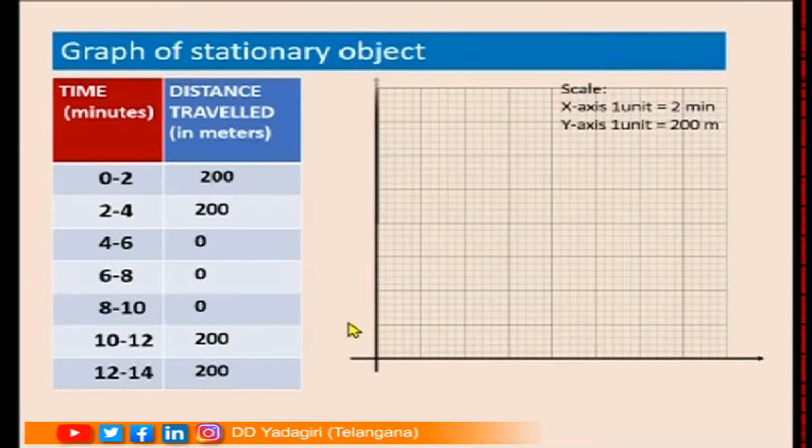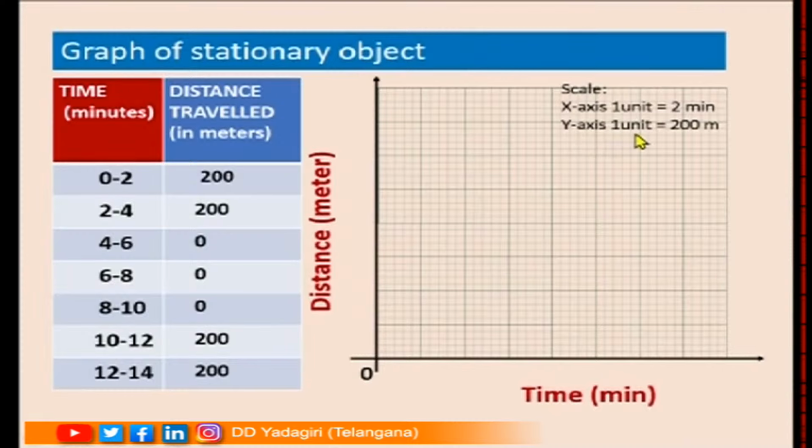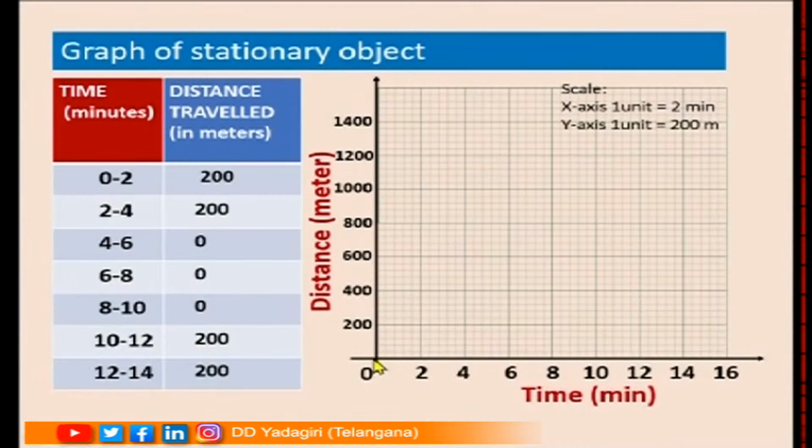Again take the time values on the x-axis and distance values on the y-axis. Here I am taking the scale as, along the x-axis, 1 unit equal to 2 minutes and along the y-axis, 1 unit equal to 200 meters. So for the first 2 minutes the object covers the distance of 200 meters. In the next 2 minutes also it covered 200. It means the object covers a total distance of 400 meters.